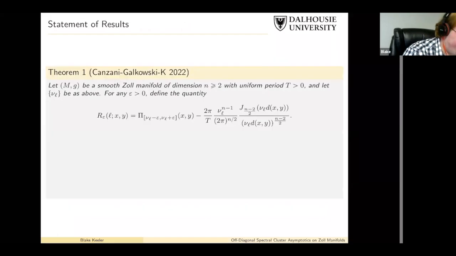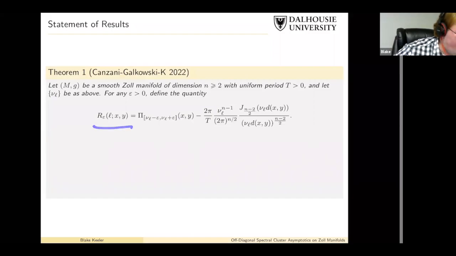And with that, I'm ready to state the first main result, which is that on any Zoll manifold of dimension at least 2, uniform period capital T, I let nu sub L be as before on the previous slide. And for any epsilon positive, I'll define the following quantity.